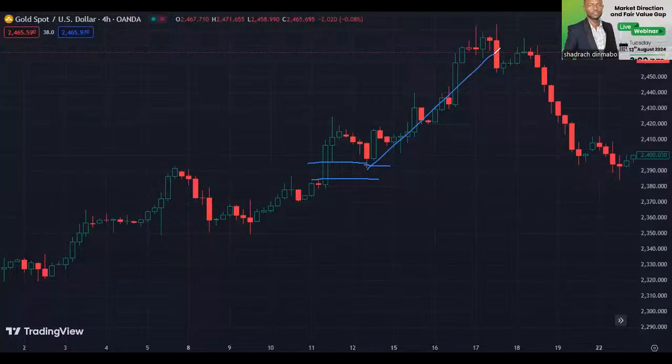Is that clean enough? So what we're trying to say is that once you identify a fair value gap, wait. Allow the market to return. If it doesn't return, don't worry. Let it go. Because when the market returns into the gap, you stand a chance of having a sniper entry, a clean entry, and then your risk is quite reduced.